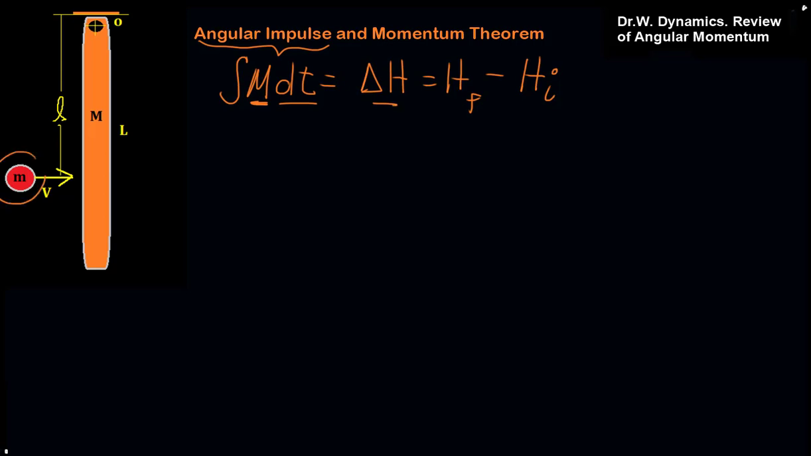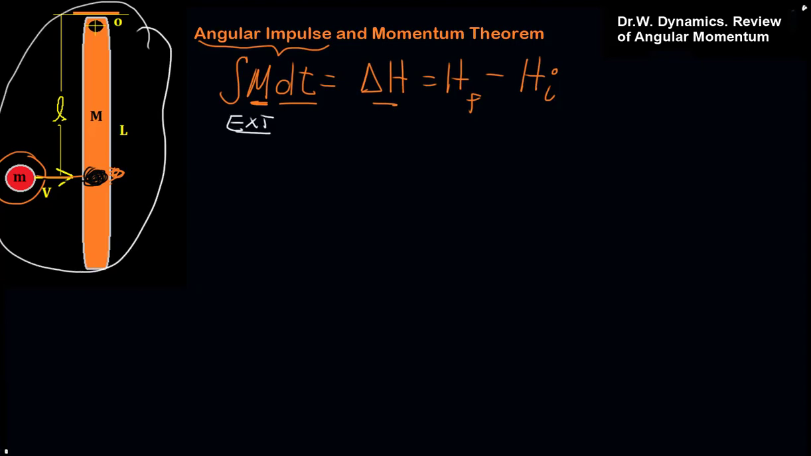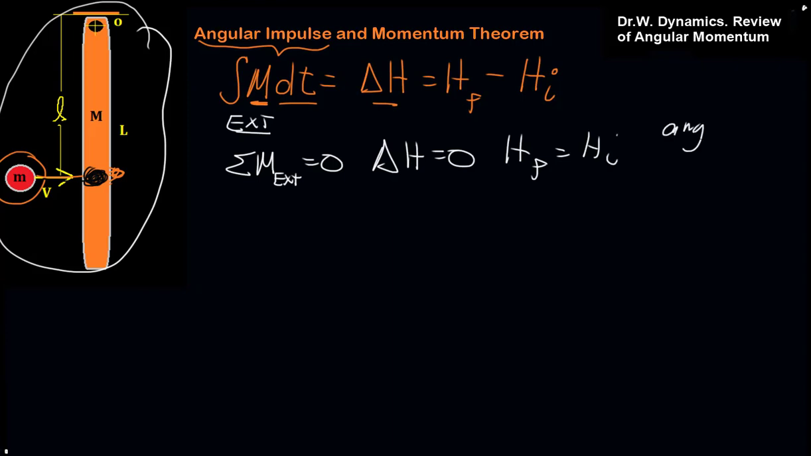Over here we have a mass that's colliding with a long hanging bar here, and that collision would conserve angular momentum. If we look at the whole system here, there is no external moment values being applied, in which case, if the sum of all the M externally applied is equal to 0, delta H is equal to 0, H final equals H initial, and the angular momentum is conserved.